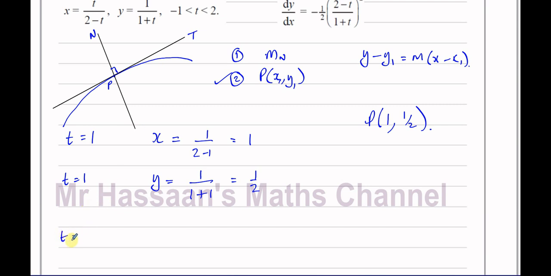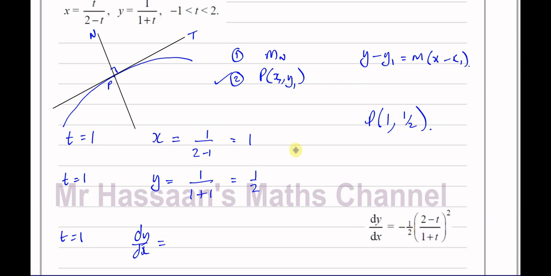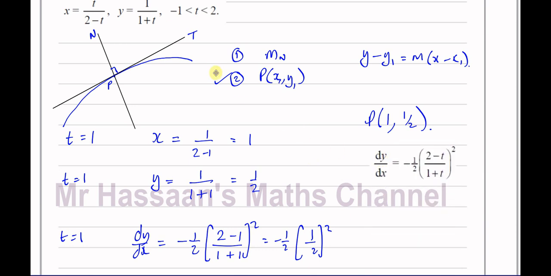Now, when t equals 1, dy/dx is equal to, as you can see from here, minus a half times 2 minus 1 over 1 plus 1 squared. T is equal to 1, right? So that's going to be minus a half times 1 over 2, all squared. Okay, so what will that give us? That will give us a half times a quarter, which is 1 over 8. So minus 1 over 8. So that's the gradient of the tangent equals minus 1 over 8.